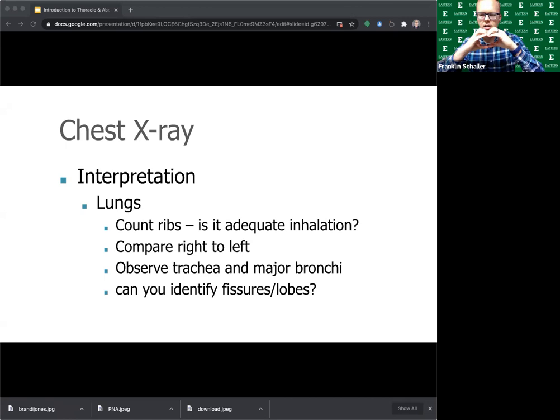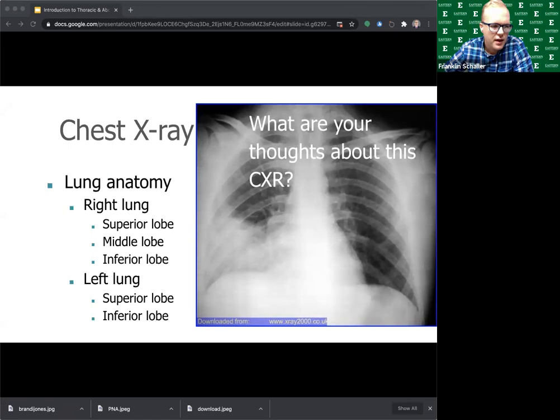So this image is literally a snapshot of one of my boards questions. I had one boards question that had an image, and this was the only image that was on my entire board exam. And it asked me to interpret this chest x-ray. So I'm wondering if you guys are noticing any obvious abnormalities when you first look at this chest x-ray. Go ahead and type in the chat if you are noticing something unusual.